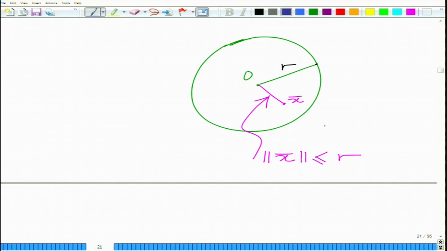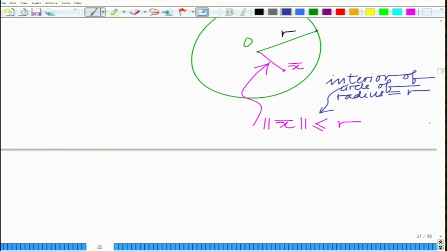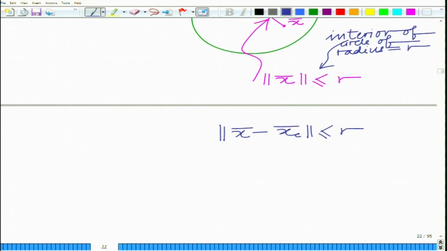Okay. So, this describes the interior of a circle, which is nothing but a two dimensional ball or a sphere. Interior of a circle of radius equal to r, and with center origin. Now, if the center is not the origin, then you can simply shift it to the origin by considering norm x bar minus x c bar less than or equal to r. This is a general circle or a sphere.